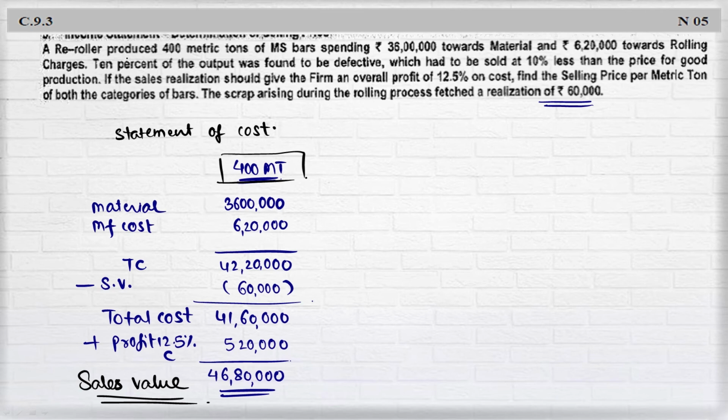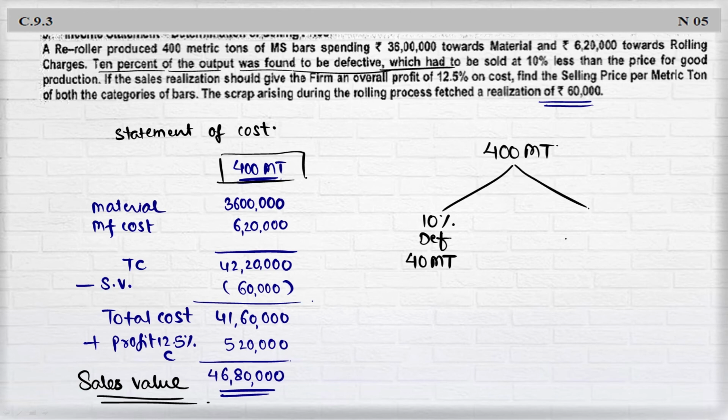Now, when we produce 400 metric ton, 10% of the output will be defective. So 10% will be defective, which will be 40 metric ton in our case, which had to be sold at 10% less than the price for the goods produced. How much will be good metric ton manufactured? Will be 360 metric ton. You need to find out selling price per metric ton. Defective pieces, you give it in scrap or you sell it at only how much percentage less selling price? 10% less selling price. Sir, but what is the selling price?